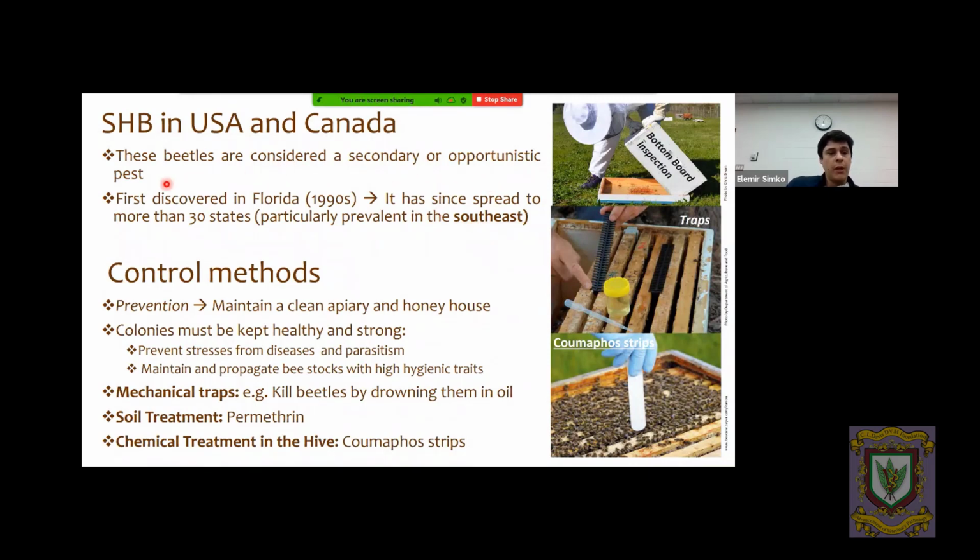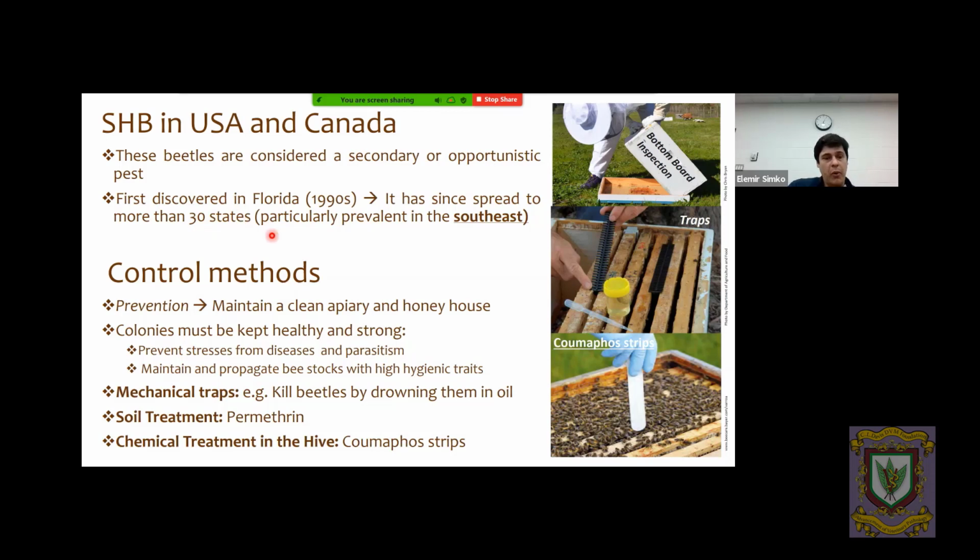Methods of control, usually prevention is enough. Prevention is a very good option. As I said, they are attracted to fermentation volatiles. So it's a very good idea to maintain a clean apiary and honey house, especially removing honey and pollen debris. Also, as I said, usually weak colonies are affected. So keeping strong colonies is a very good idea in this case.